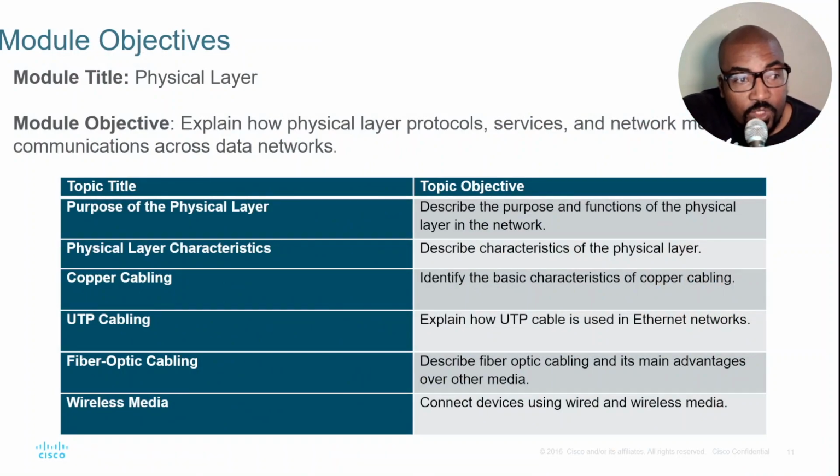So during this physical layer module, we're going to talk about the purpose of the physical layer, describe the functions of the physical layer in the network, describe characteristics of the physical layer, identify the basic characteristics of copper cabling, explain how UTP cable is used in Ethernet networks, and describe fiber optic cables, those LED lights. And we're going to talk about other various connected media, whether it be wireless or wired.